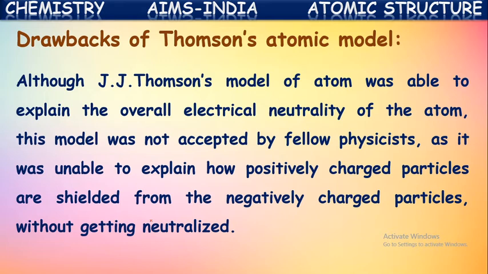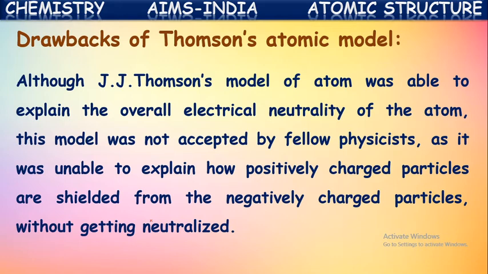So the positive charge in an atom is counterbalanced by the negative charge of the electrons, and hence atoms are neutral. In this way, J. J. Thomson explained the electrical neutrality of atoms. Why are atoms neutral even though they have positive and negative charged particles? Because the negative charge of the electrons is counterbalanced by the positive charge of the protons.